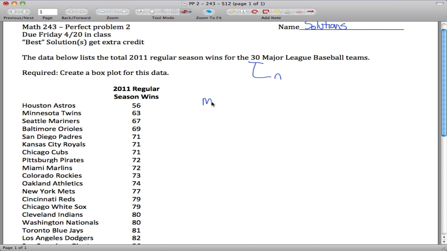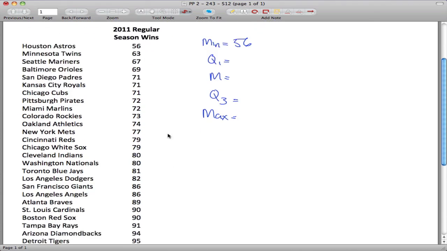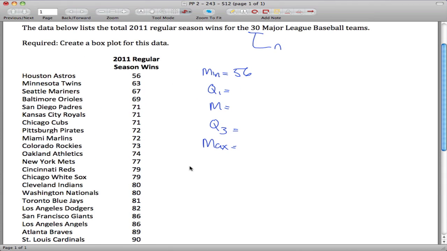We need to know what the minimum is. So in this case, the minimum is 56. We need to know Q1, the median, Q3, and the maximum. The maximum was the Phillies, I think. Yeah, the Phillies won 102 games.